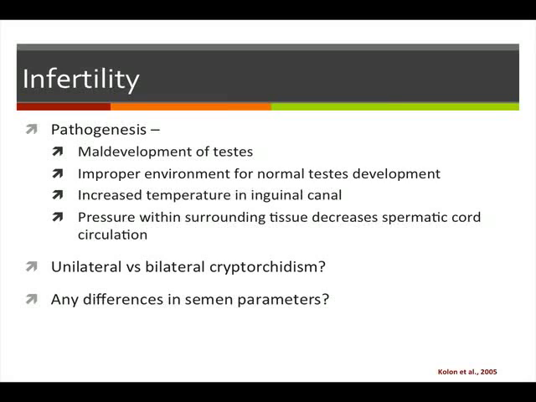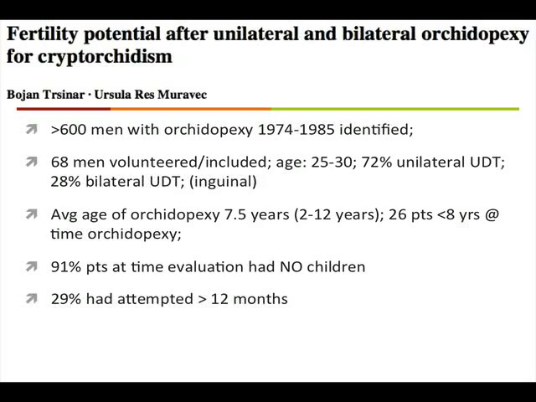Is there a difference between unilateral and bilateral cryptorchidism, and did they actually find any differences in terms of the semen parameters for these patients? There's been lots of papers looking at this, and this group looked at about 70 men that had previous history of either unilateral or bilateral orchidopexy, and they looked at them between the age of 25 to 30. About 2/3 were unilateral and 1/3 was bilateral cryptorchid testes. Average age of orchidopexy ranged between 2 and 12 years.